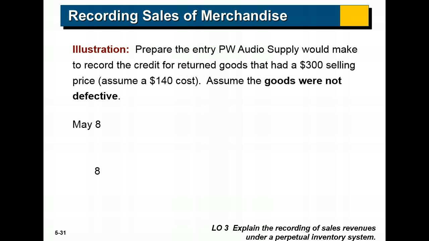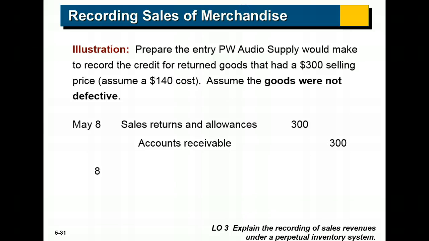Therefore, to prepare the entry PW Audio would make to record the $300 that Sox returned, we're going to show, instead of debiting sales, we're debiting sales returns and allowances, and we're crediting the accounts receivable. We want to see how much is coming back to us. And we're also going to have to do the same with the inventory. We need to now add our inventory back, reduce our cost of goods sold.